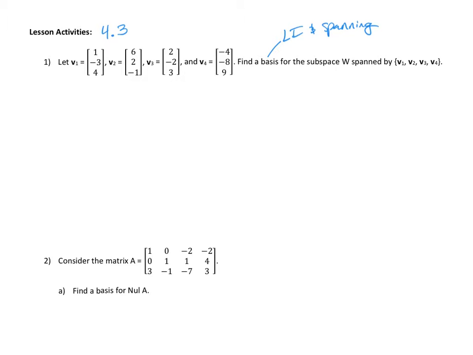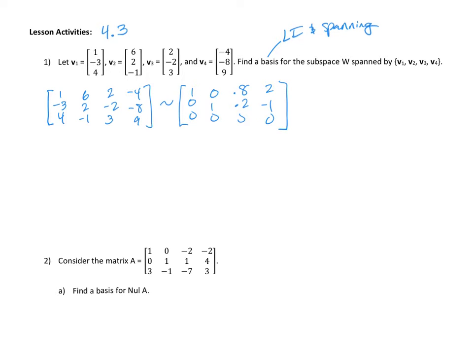Okay, so I have to be able to create the same space as v1, v2, v3, v4 does, but with as few vectors as possible. So I may not need them all. So the way I figure out which ones I need is I put them in a matrix. And I row reduce. Doing this with technology. Okay. And then I identify my pivot columns, right?